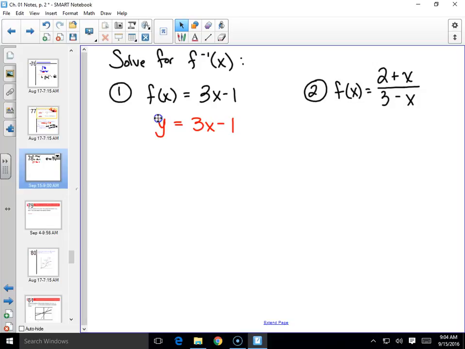If you didn't know how to start it, f of x means y, right? Switch x and y. Switch places and then solve for y. 6 over 2.